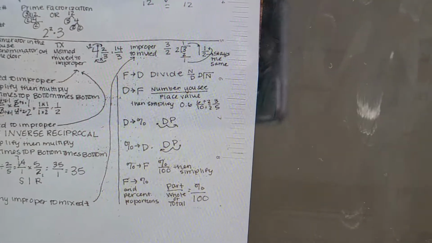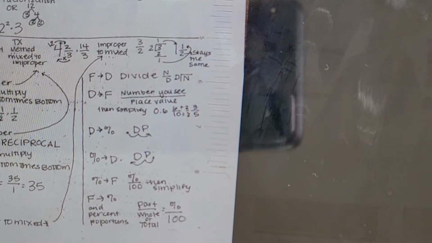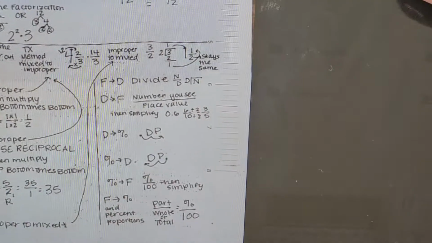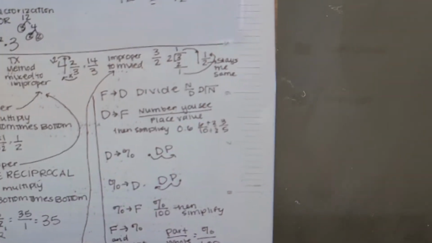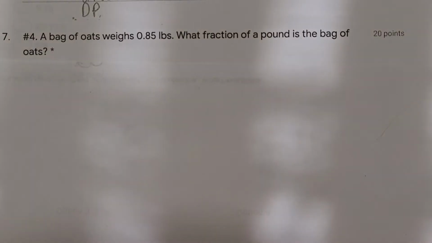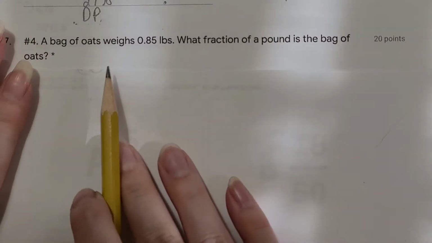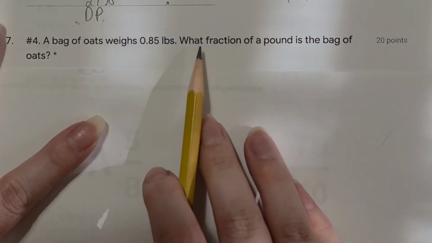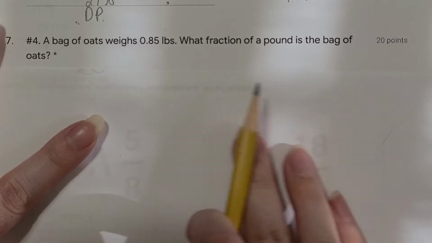You could also be using your throw-up sheet in the bottom right-hand corner, okay, where it shows you all of your conversion steps. So we're looking for decimal to fraction, okay? The number you see over its place value, then simplify. All right, this particular problem says a bag of oats weighs 85 hundredths of a pound. What fraction of a pound is the bag of oats?